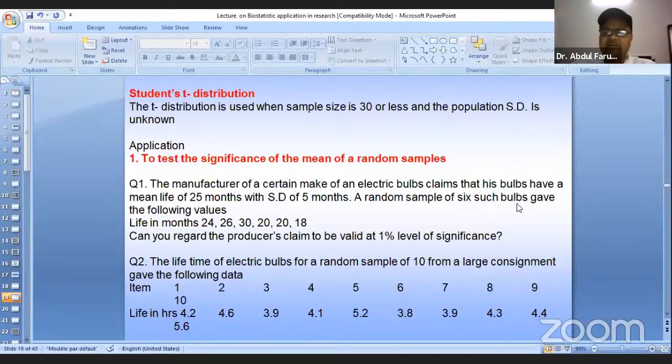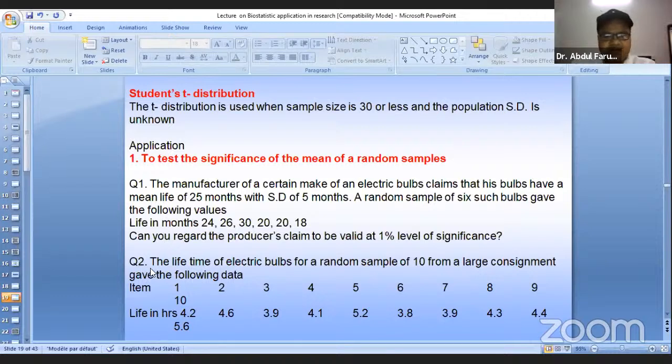रैंडम सैंपल ऑफ 6 such bulbs give the following values. So life in months, these are the random samples of the 5 bulbs collected in the population. So mean value 25 दी हुई है और mean value से कितना दूर जा रहा है आपको ये देखना पड़ेगा, और 1% significance level क्या है. तो कहने का मतलब मेरा ये है कि इस तरीके की problem में इसका formula अलग है और जो दूसरी कंडीशंस हैं उसका फॉर्मूला अलग है.